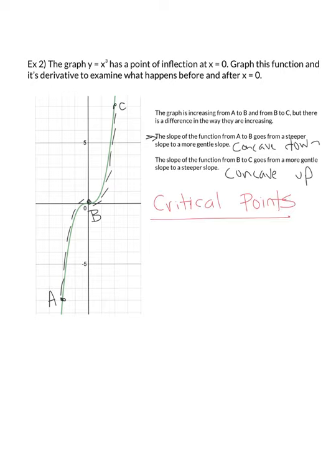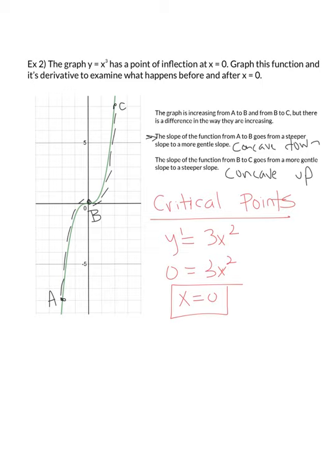The next part of this question asks us to take a look at its derivative to examine what's happening before and after x equals 0. So when we look at this graph, we know there's something happening at x equals 0. We're going to actually figure out our critical points. So we're going to take the derivative of this function, 3x squared. We're going to set that equal to 0, and yes, you have seen me do this. And this is going to give us a critical point of x equals 0.